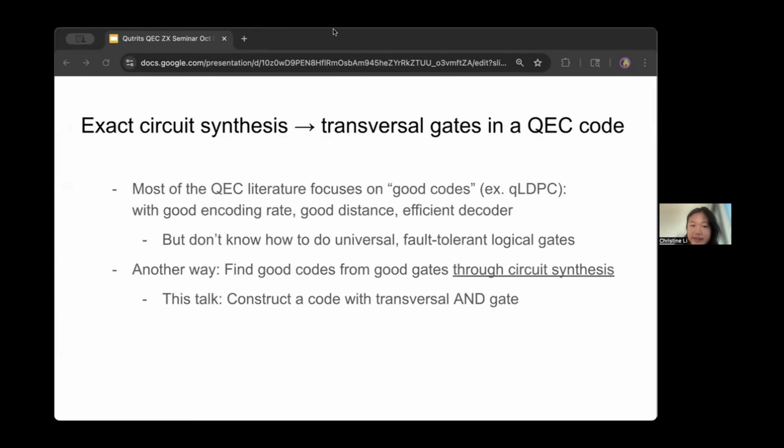And this ties into the idea of exact circuit synthesis as a way of finding transversal gates in a QEC code. A lot of work in QEC focuses on finding good codes, but it's often hard to figure out what the transversal gates of a code are. So we were thinking, what if we go the other way? What if we find a code with a known transversal gate, starting with a transversal gate implementation from a symmetric circuit synthesis, and then constructing a code around that.